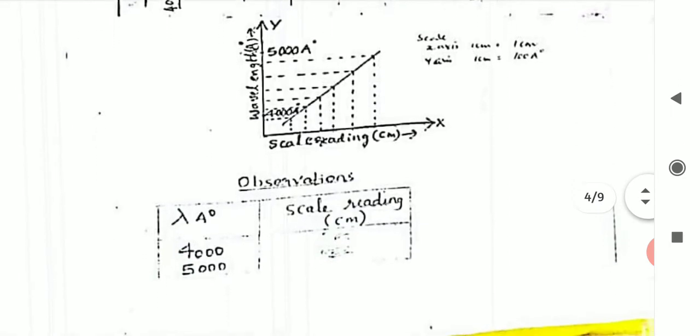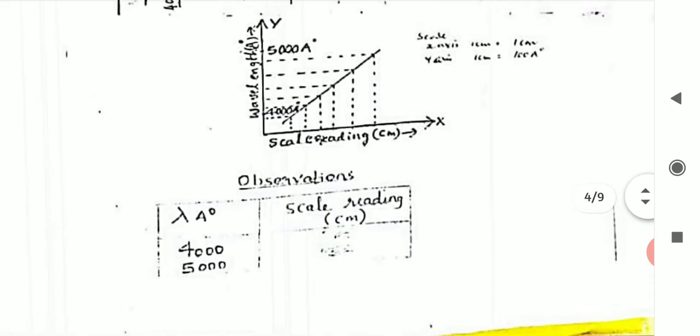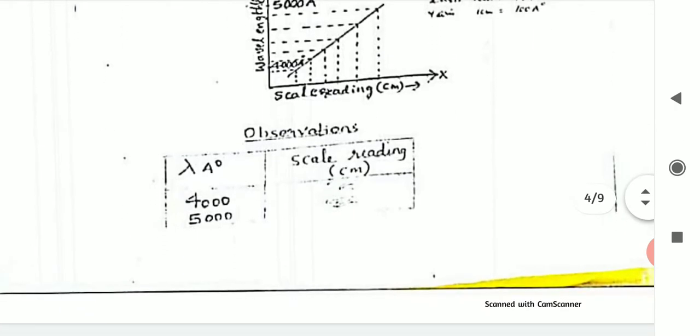This is the one graph only. From this you are going to calculate everything. This is the first tabular column. The lambdas will be given, because you can see in the data sheet, 4000 and 5000, corresponding to which you have to take the scale readings. This is the first step. You have to calculate lambda with respect to scale reading, for 4000 and 5000.